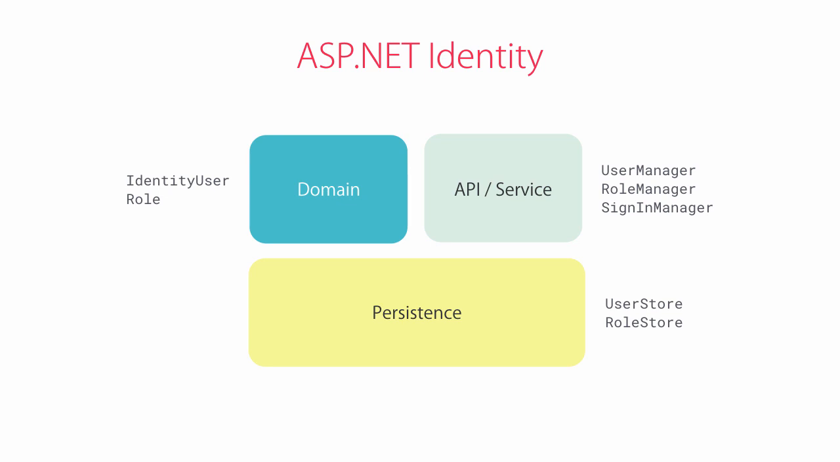So this is ASP.NET Identity in a nutshell. Next, I'm going to show you how to disable anonymous access in our application.